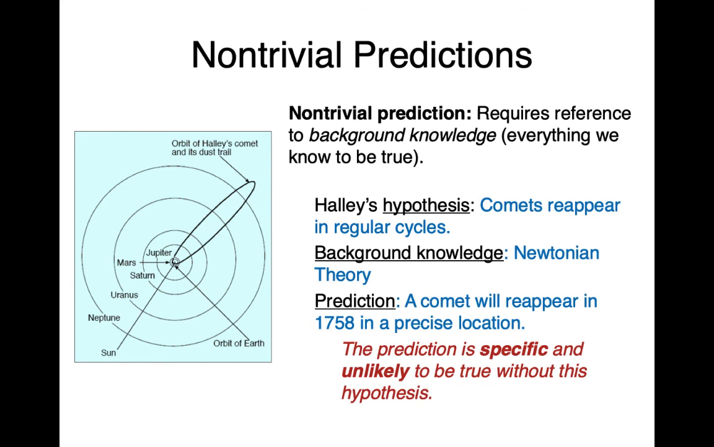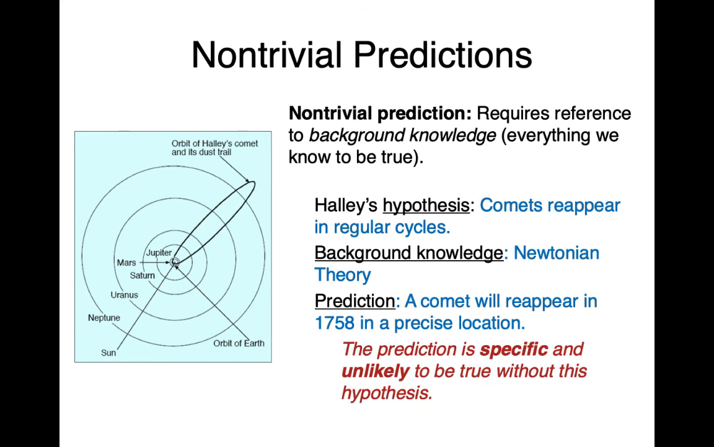So here I'm just saying a little bit about Halley's Comet, and you should look this up on Wikipedia to see what this is exactly. A non-trivial prediction requires reference to background knowledge, everything we know to be true. It's got to be based on that. It's got to be consistent with that at least. So Halley's hypothesis for this recurring sort of shooting star in the night sky, and even during daytime, was that comets reappear in regular cycles.